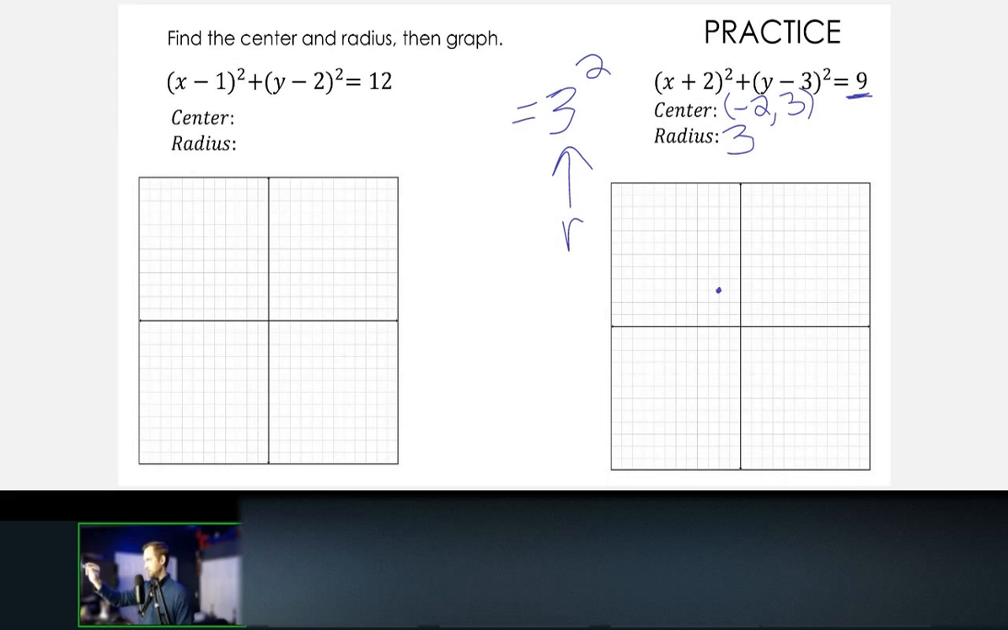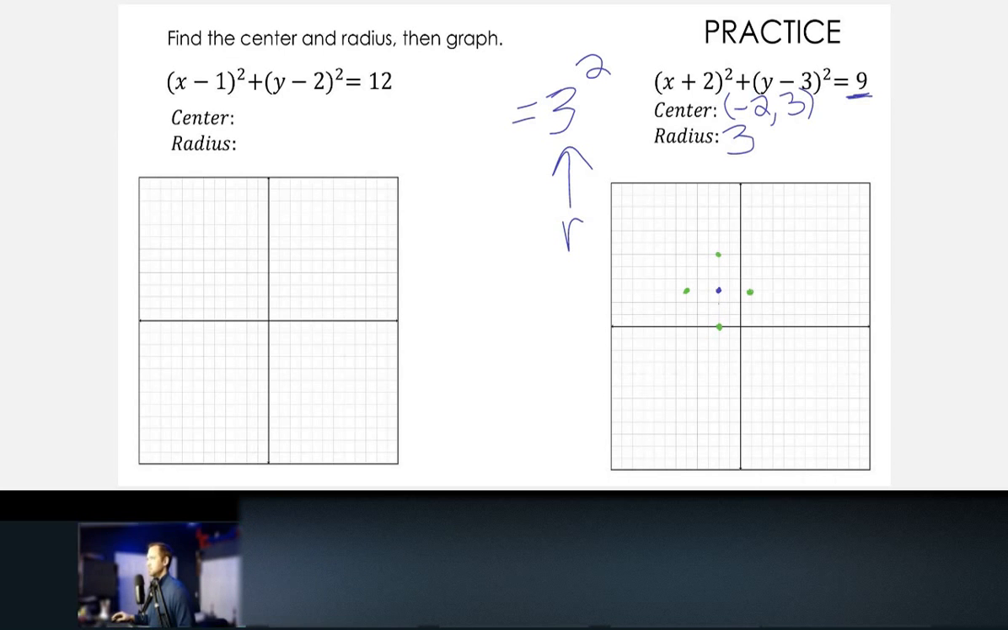1, 2, 3. 1, 2, 3. So there's 1 point. 1, 2, 3. There's another point. 1, 2, 3. Another one, 1, 2, 3. And assuming I know how to count boxes, that should be correct. And then once you have your 4 points, then we're going to actually graph the circle.